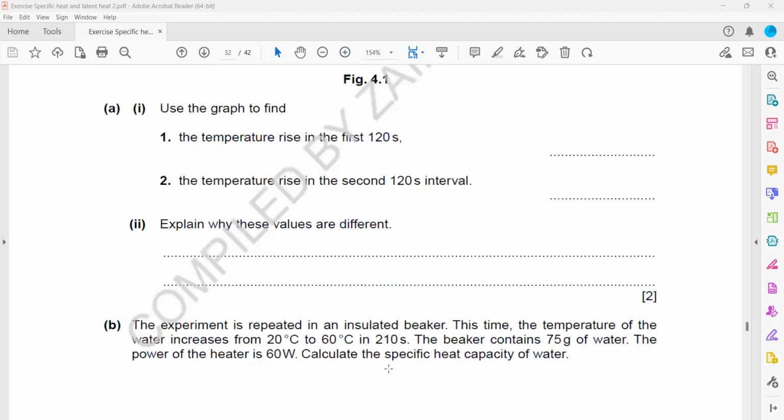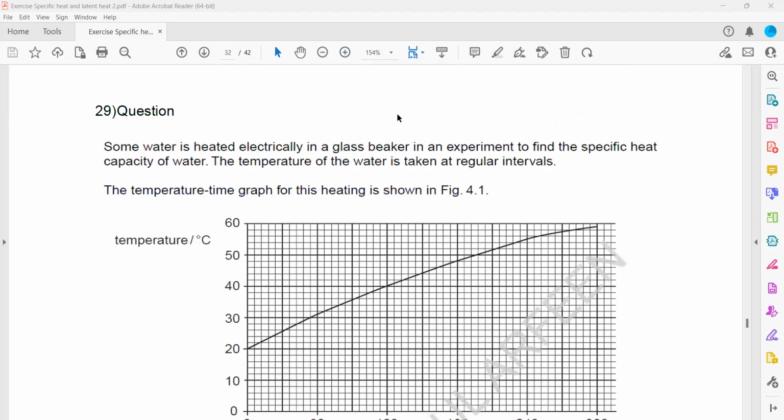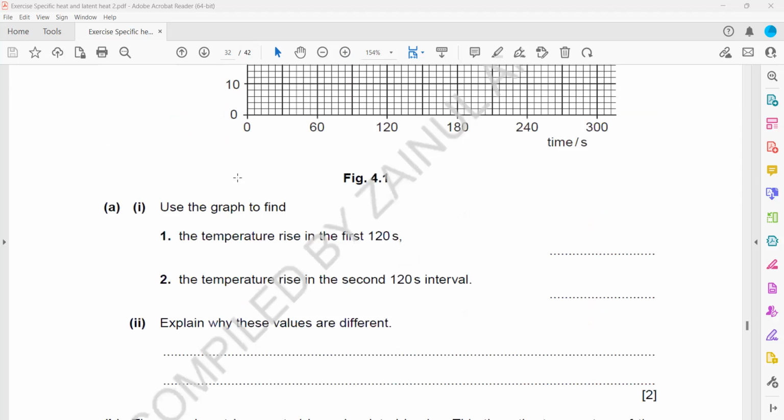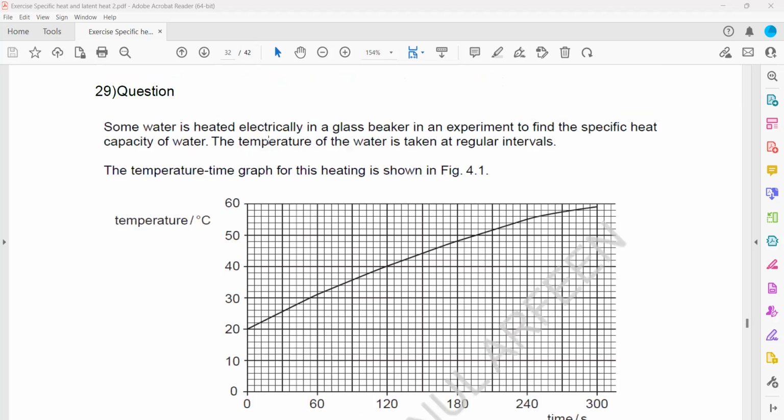So why are these values different? No, not less energy supplied. They mention here that we supplied energy using a constant power. As you can see here, some water is heated electrically. So for an electrical heater, its power is constant. The power of the heater is not changing.